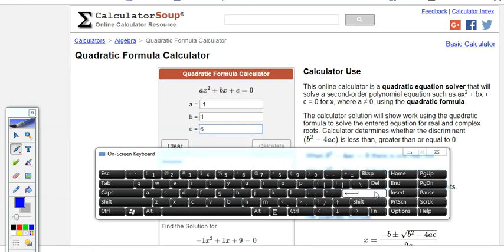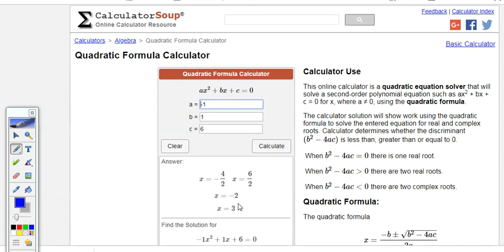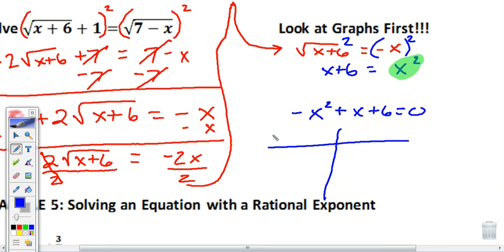All right, kids, calculate that. What do we get for answers? Negative 2 and 3. Okay, x equals negative 2, x equals 3. We know the x value by graph is going to be what? Negative 2. Okay, let's just check out why negative 2 works and why 3 does not.